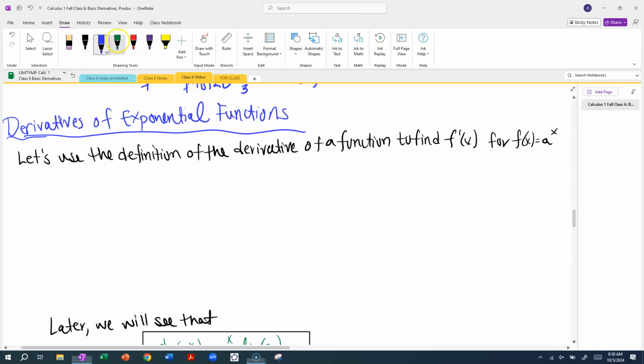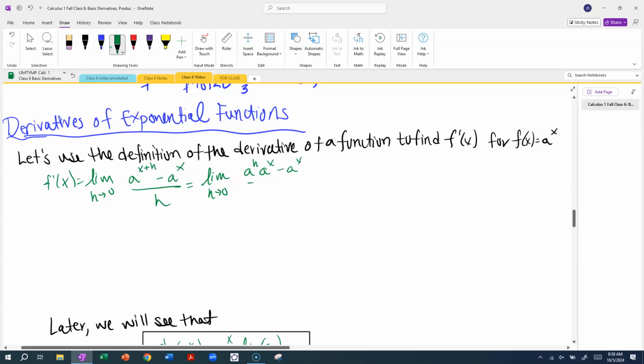And so to find its derivative, we begin by using the definition of the derivative, right? So f prime of x would be equal to the limit as h approaches 0 of f of x plus h, which would be a to the power of x plus h, minus f of x, which is a to the x, all over h. And if I play with the algebra a little bit, I can break this sum in the exponent up as a to the h times a to the x, minus a to the x, all over h.